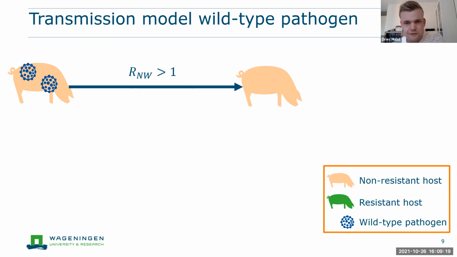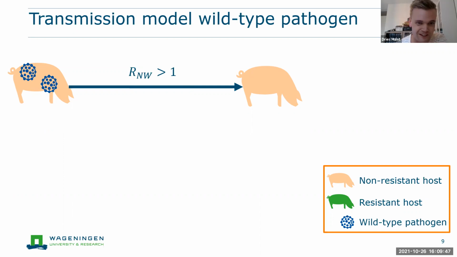So this is the very initial starting situation where we have only non-resistant hosts, so there's no selection yet, and one type of pathogen, the wild type. That R_NW is the basic reproduction ratio of that wild type pathogen, and it's above 1. It needs to be above 1, because otherwise it cannot be endemic.